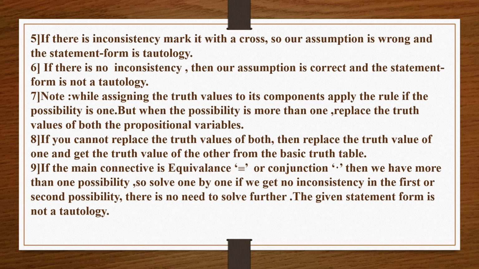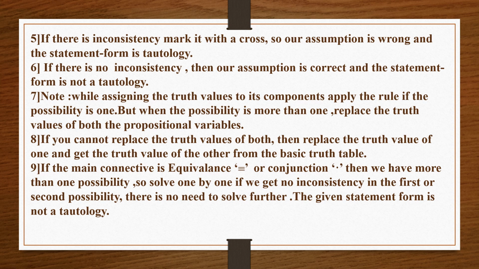If the main connective is equivalence or conjunction, then we have more than one possibility. So, solve one by one. If we get no inconsistency in the very first step, then stop there, and the given statement form will be not a tautology. But if we get inconsistency, then we will solve the second possibility and so on.